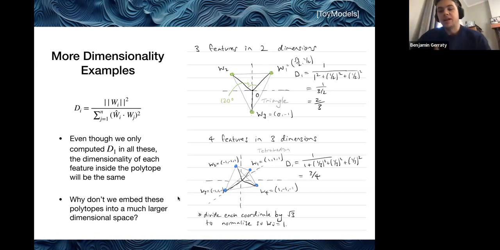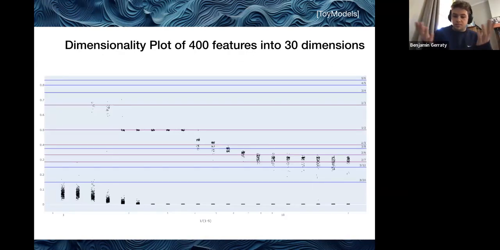Okay, so now we can think about what if we had a lot of features, like 400 features, and we wanted to shove them into a 30-dimensional space. This is what the plot looks like if you do that. Dimensionality is on the y-axis, and sparsity is on the x-axis. We're going to either not embed the features, or they seem to localize at very certain dimensionality points. So we see that a half is one of the sticky regions that we saw before. It seems that the model likes to keep these features at a half for a while, and then dimensionality will trail off the longer we go on.